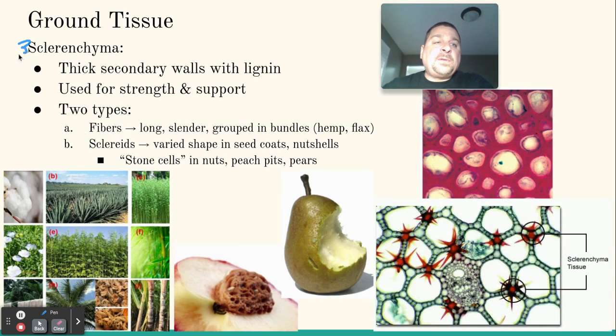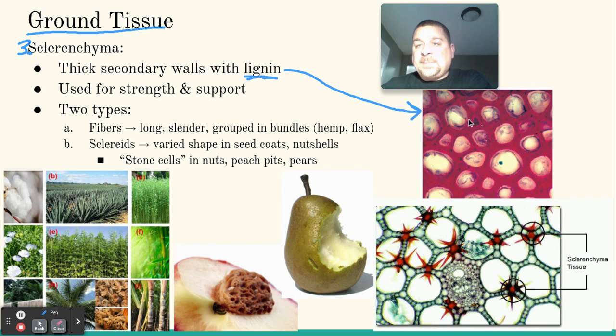Okay, ground tissue number 3 is sclerenchyma. They have even thicker secondary walls, usually impregnated with lignin. Lignin is used for strength and support. In the sclerenchyma cells, you can see from the microscopic picture over here, a lot of extra support in those cells. We divide them into 2 types, fibers and sclereids.